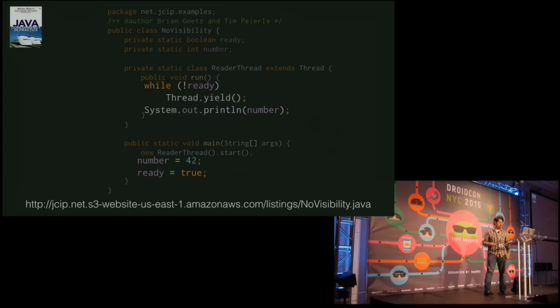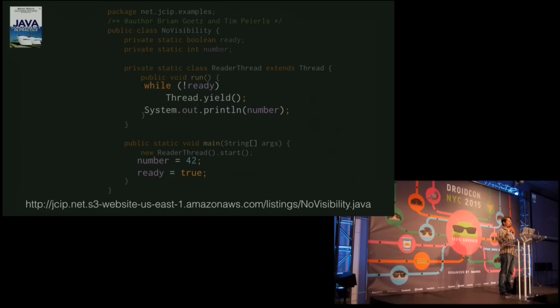So there's a couple things it could do. One thing it could do is just print 42. Ready is true, goes through the loop, it prints 42. Another thing it could do is it could spin forever. Because there's no synchronization here, there's no guarantee that this other reader thread will ever see the value that's set to ready, because there's no synchronization. And this book explains all the details of how to work around these types of things and how to do it correctly.